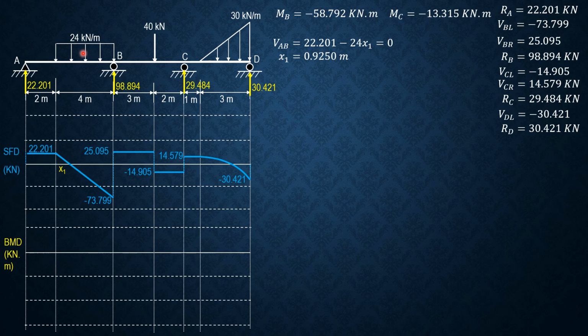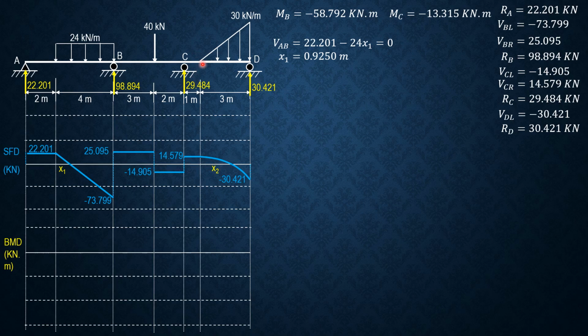But the technique is you write the shear equation from here up to B, which is shear 22.201 minus the load, which is 24 times x1, and equate to 0. So 0.925. Then area 1, this area is just an area of a triangle, so I will not show it anymore. Then let's have x sub 2.